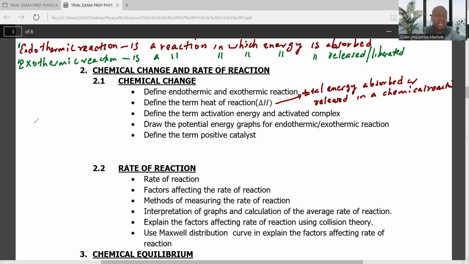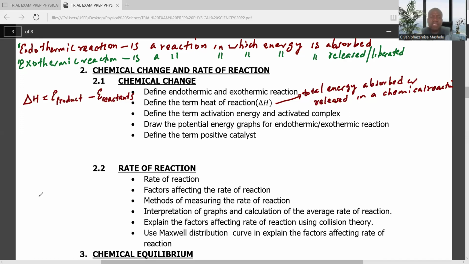Now, this delta H, or the change in enthalpy, there is a formula for calculating the heat of reaction, which is calculated by taking the energy of the products minus the energy of the reactants. So energy of products minus the energy of the reactants is called the heat of reaction.